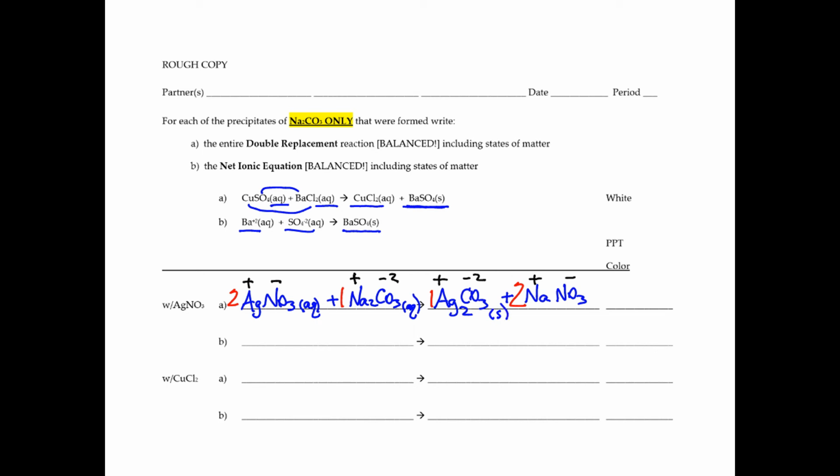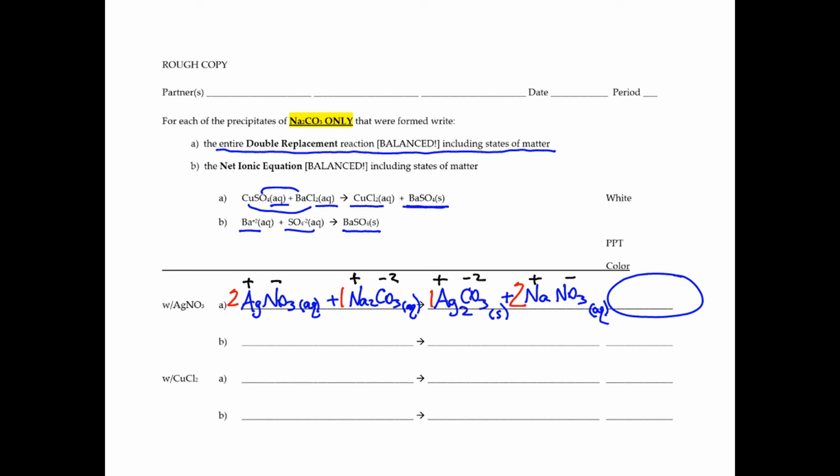Let's check why this is not the solid, and that's because you can tell that this has group 1, which is good guys, so for sure it's going to dissolve, and nitrate is also part of notroclo, so that's going to dissolve. So then this is going to be aqueous, AQ. And then don't forget to fill in the color that this was from your lab data. So this is what we call the entire double replacement reaction. It's balanced. We included the states of matter.